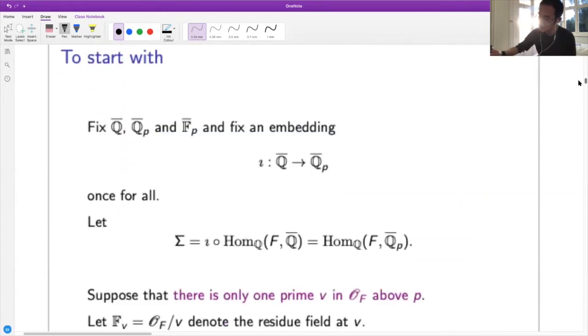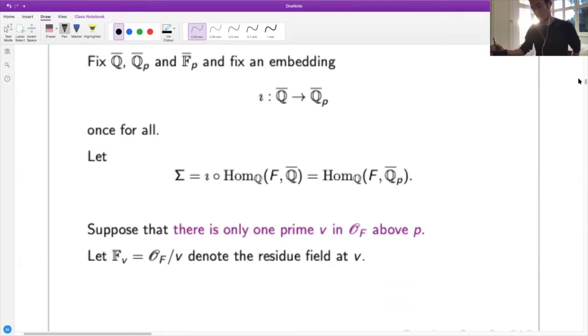Okay, so to start with, I'm going to set up a few notations. I'm going to fix algebraic closures Q bar, Q_p bar, F_p bar, and fix an embedding iota once and for all from Q bar to Q_p bar. For me, Sigma always is going to be the set of embeddings from F into Q_p bar, the p-adic embeddings. And I am going to assume that there's only one prime v in O_F above p. It can be unramified or ramified, and F_v, the capital F, is going to be the residue field at v.